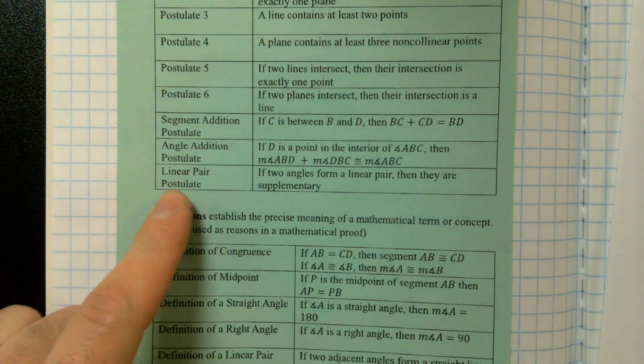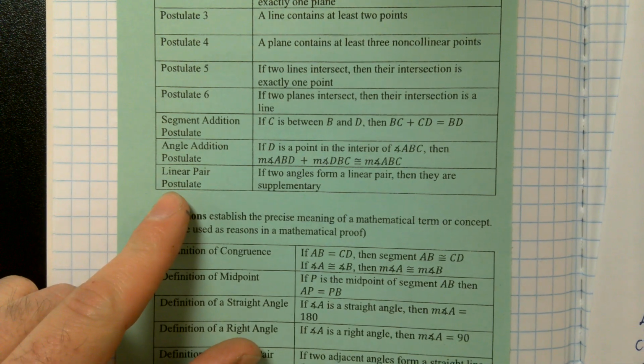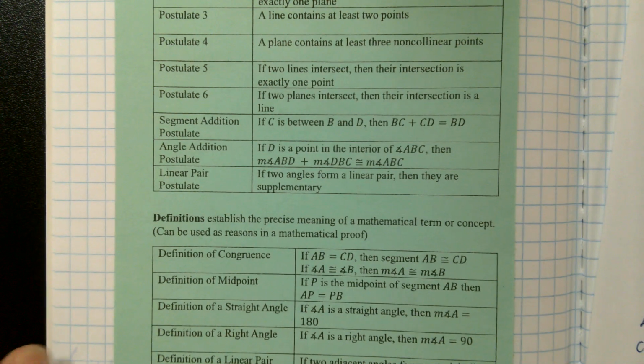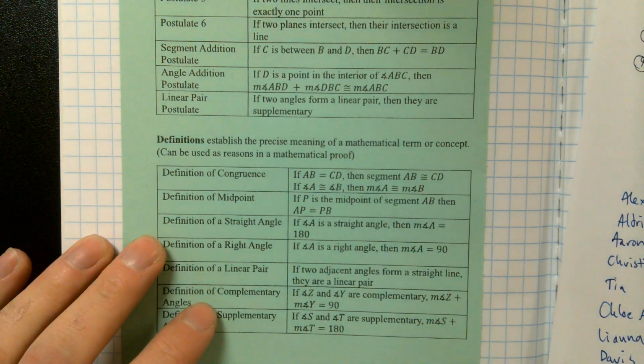Thank you, Liana. What about the linear pair postulate, our last postulate here? Davis, thank you, sir. If two angles form a linear pair, then they are supplementary. Perfect. This one's going to help us out a lot, even though, again, it seems very, very straightforward.